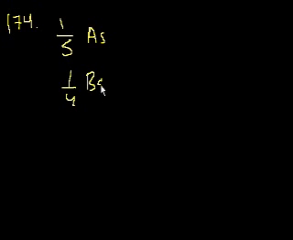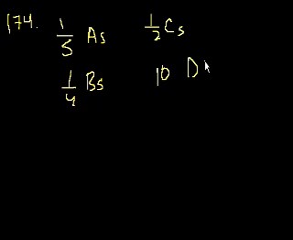174. Of the final grades received by the students in a certain math course, 1/5 are A's, 1/4 are B's, 1/2 are C's, and the remaining 10 grades are D's. What's the number of the students in the course? So if we know what fraction 10 is, then we know the number of students in the course.